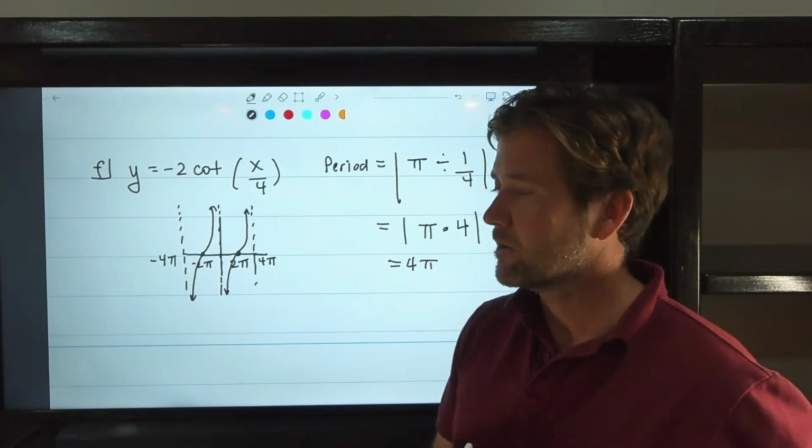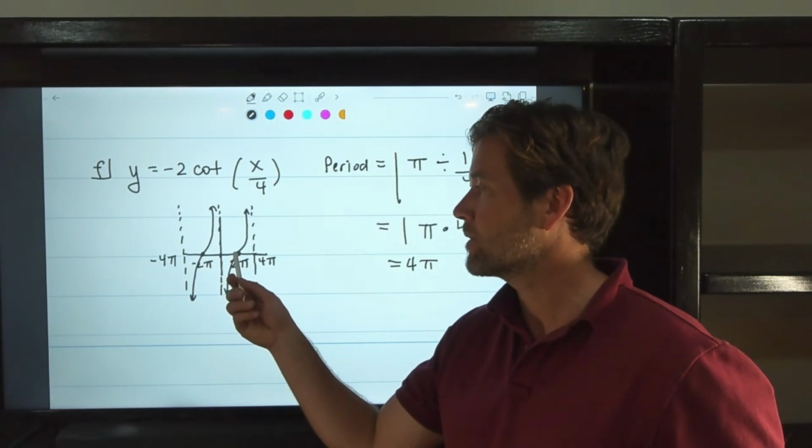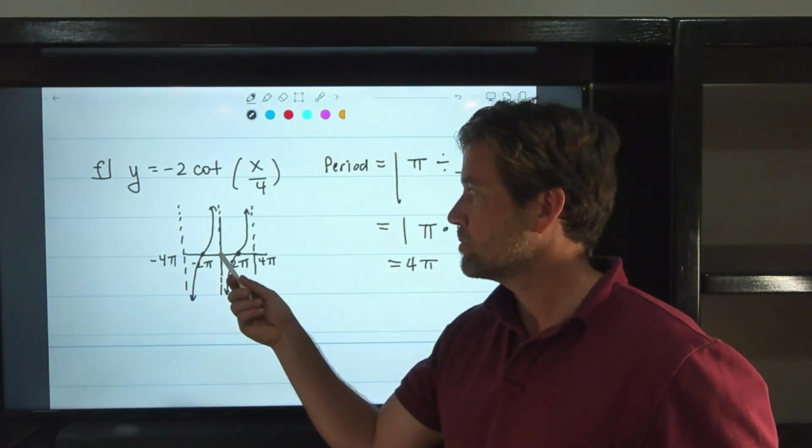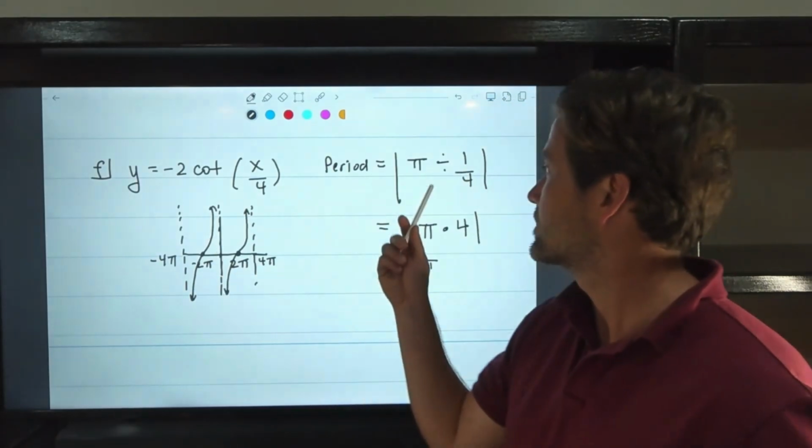All right, so that is our graph. The x-intercepts should be a period apart. This distance is 2 pi, this is 2 pi, so from here to here is a total of 4 pi, which is the period.